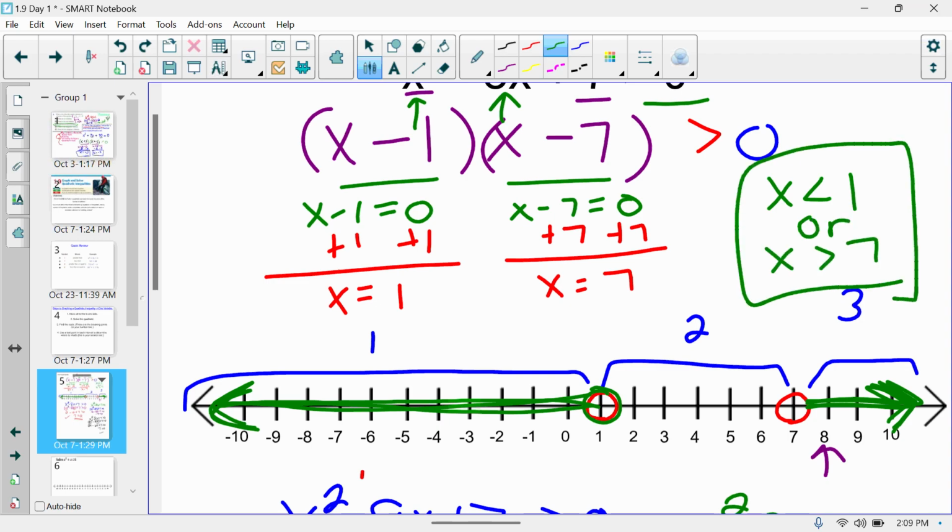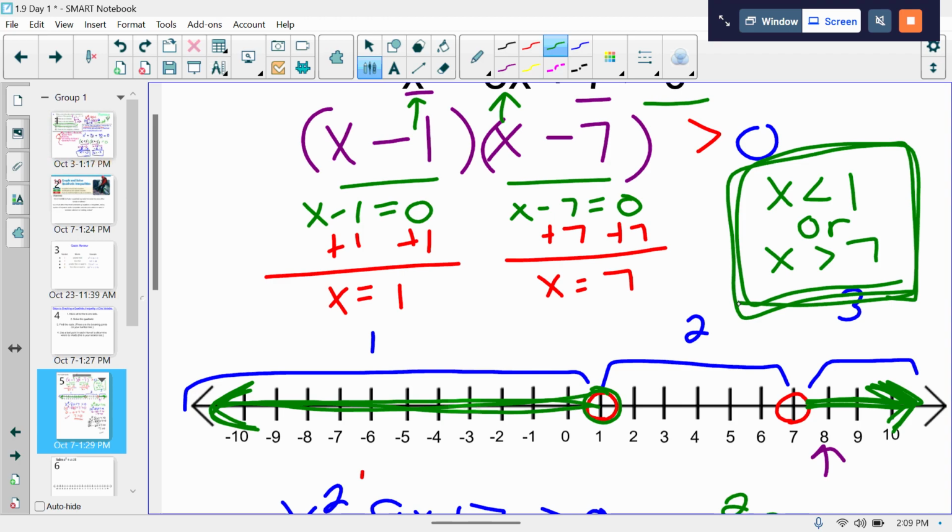So we're kind of just writing what the picture on our number line shows. x can be anything less than 1, or it can be anything greater than 7. It can't be anything in between there. Remember when we tested a point in there and it didn't work, okay? So this is kind of our final answer.